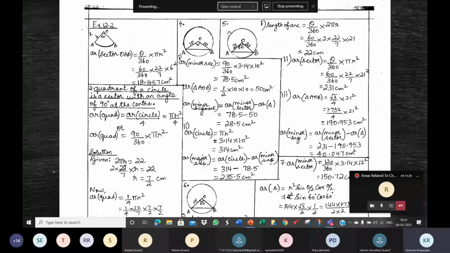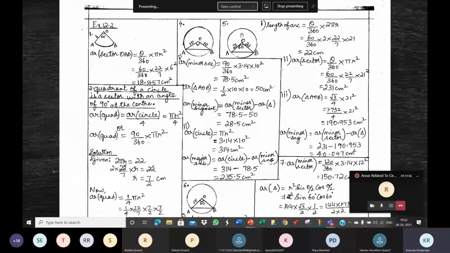So see here, the information given is incorporated in a figure here. So we have a circle with center O. There is a chord. Radius is 21 centimeters. And the angle of the sector, the angle at the center, is 60 degrees.